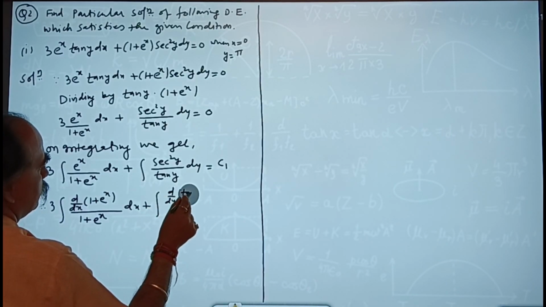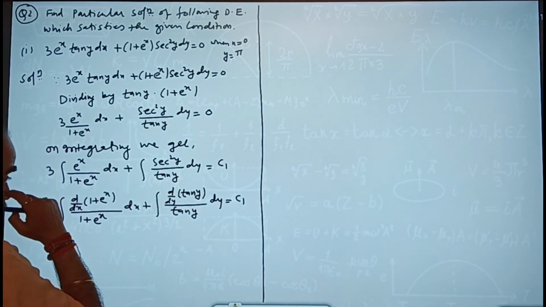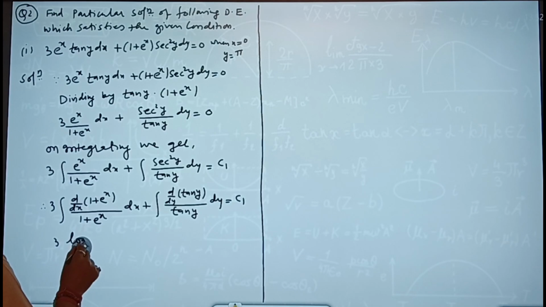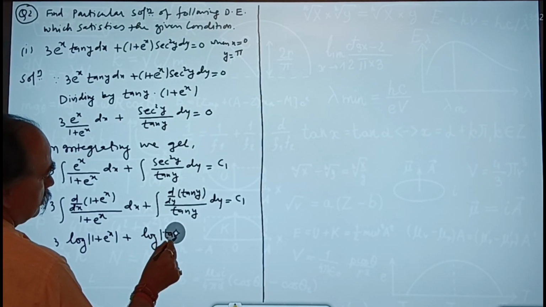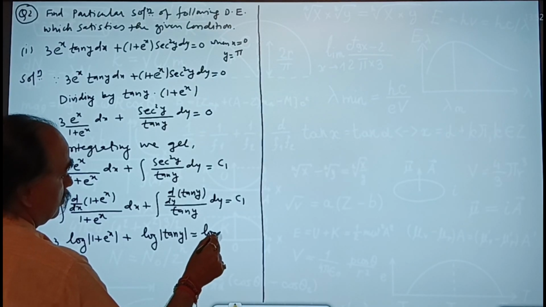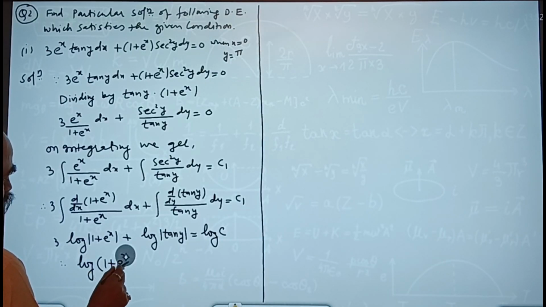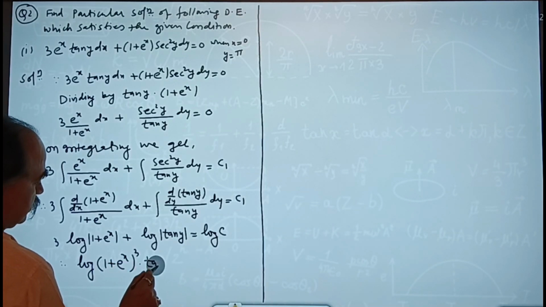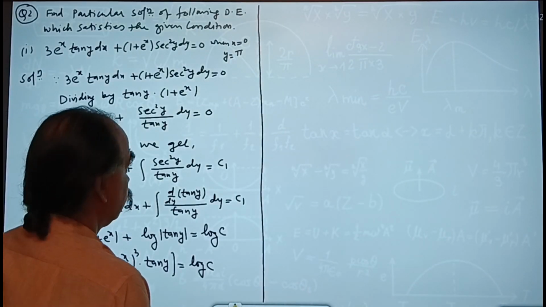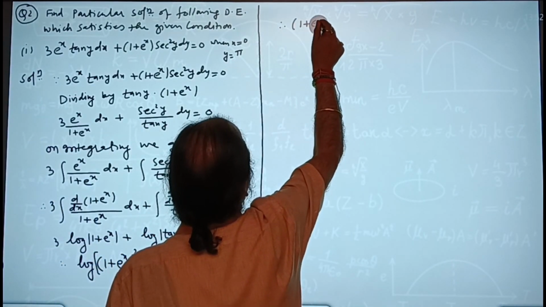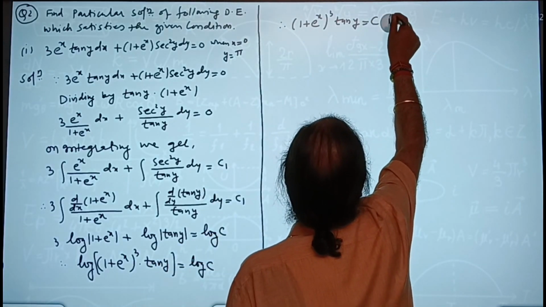dy of ... is equal to C1. 3 log plus log tan y ... log C. One plus e raised to x cube into tan y ... log C. Therefore, 1 plus e raised to x cube tan y is equal to C, C is required.